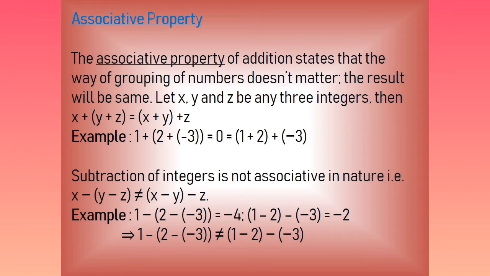Subtraction of integers is not associative in nature, that is, x - (y - z) is not equal to (x - y) - z. Example, 1 - (2 - (-3)) = -4. (1 - 2) - (-3) = 2, which implies 1 - (2 - (-3)) is not equal to (1 - 2) - (-3).